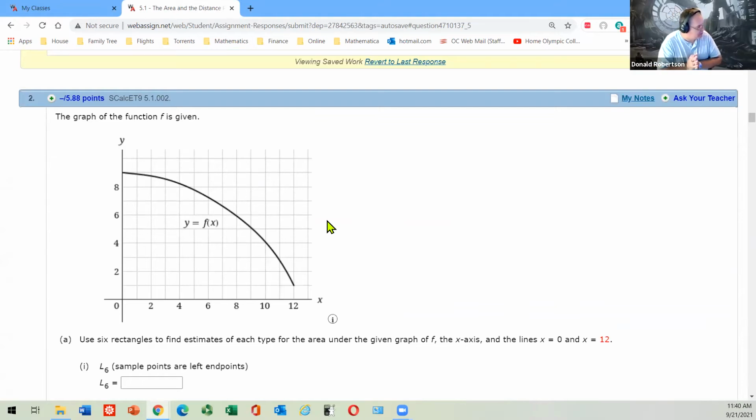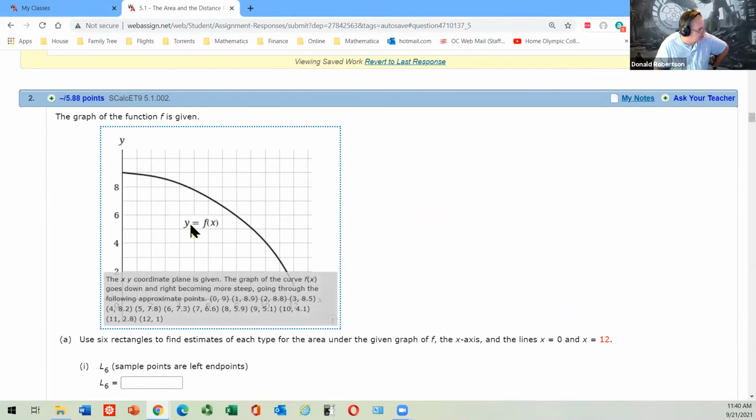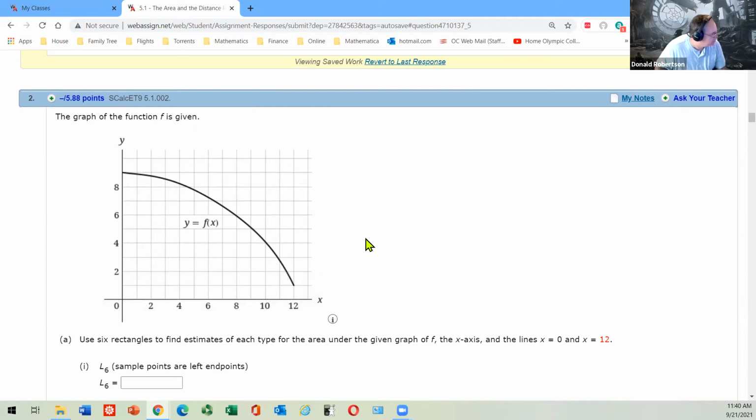We got a graph here. It's decreasing. They want us to find L6. So if we click on that guy, I should be able to create a table. Let's see where we're going from 0 to 12.